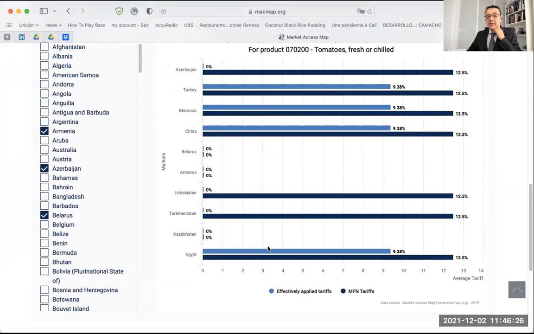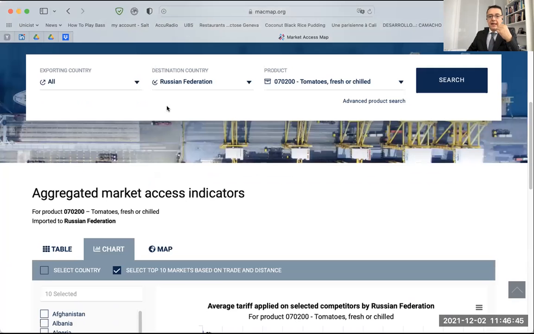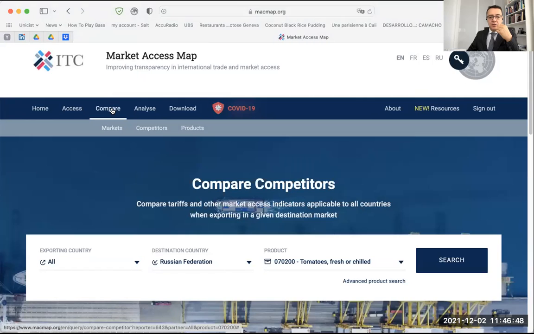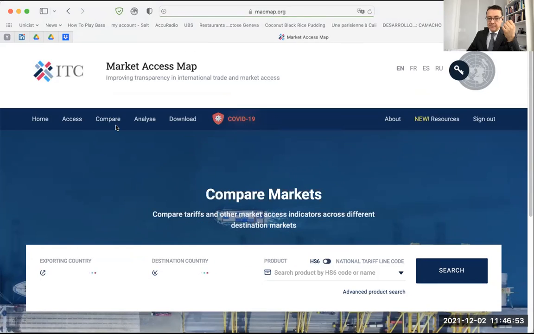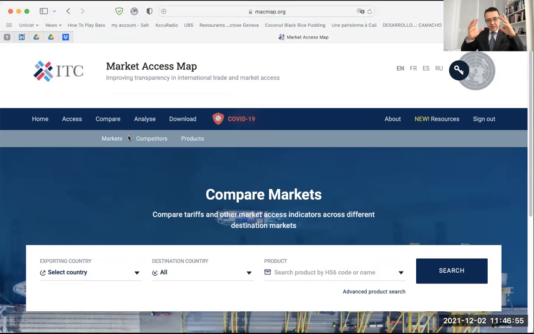So here we see that Azerbaijan has a 0% applied tariff, whereas Turkey, Morocco, and China, key competitors, also all face 9.38%. Right? So again, it's the comparison that is valuable. Now, if we come back to compare, we can also compare different markets. So it's exactly the same information, but instead of seeing the cube from this face, we turn it and see it from this face.